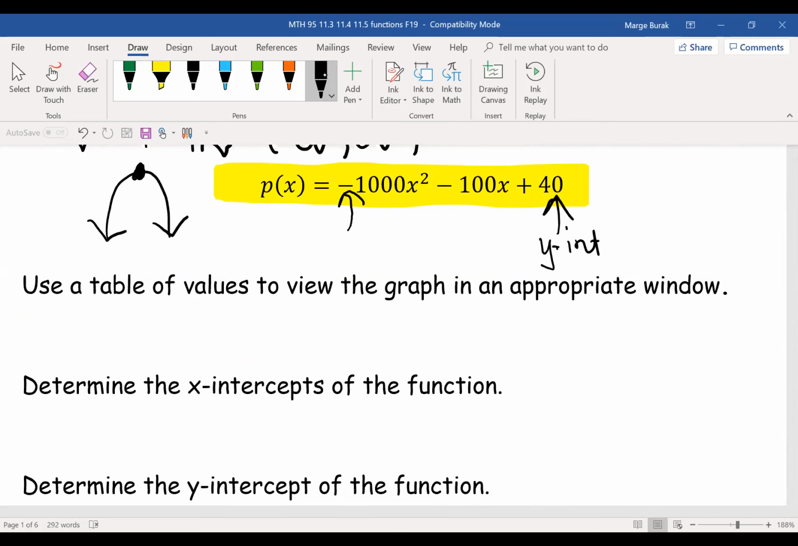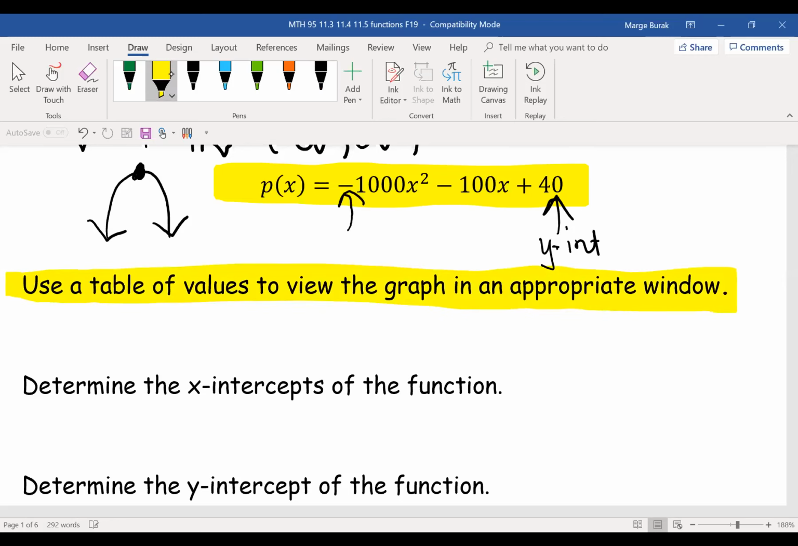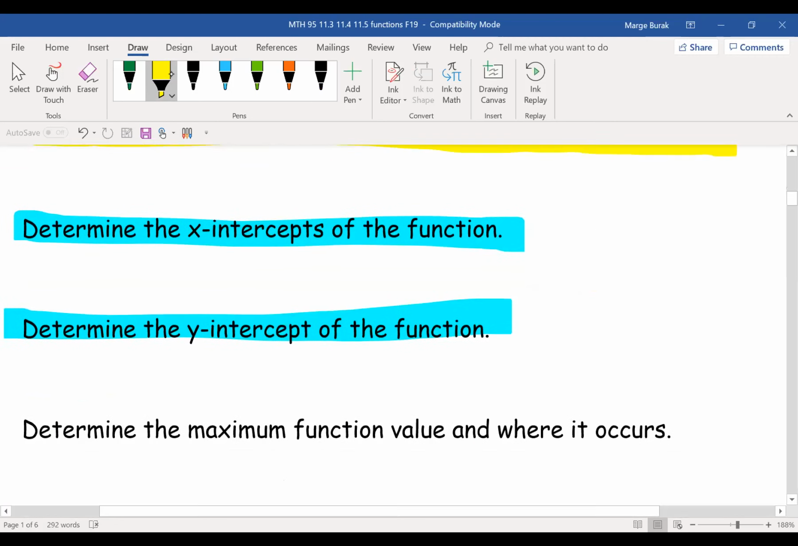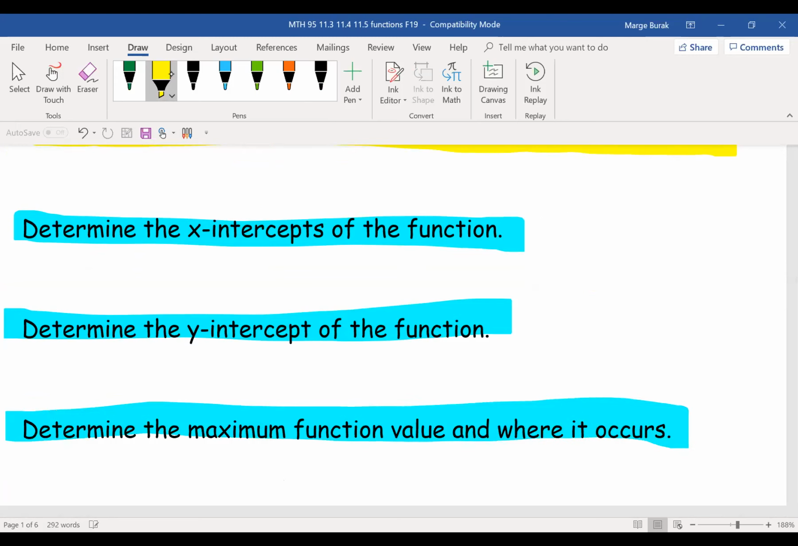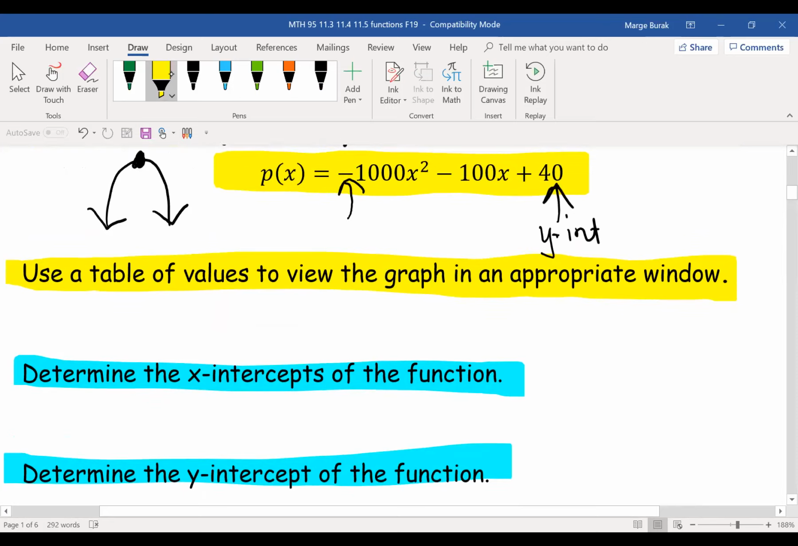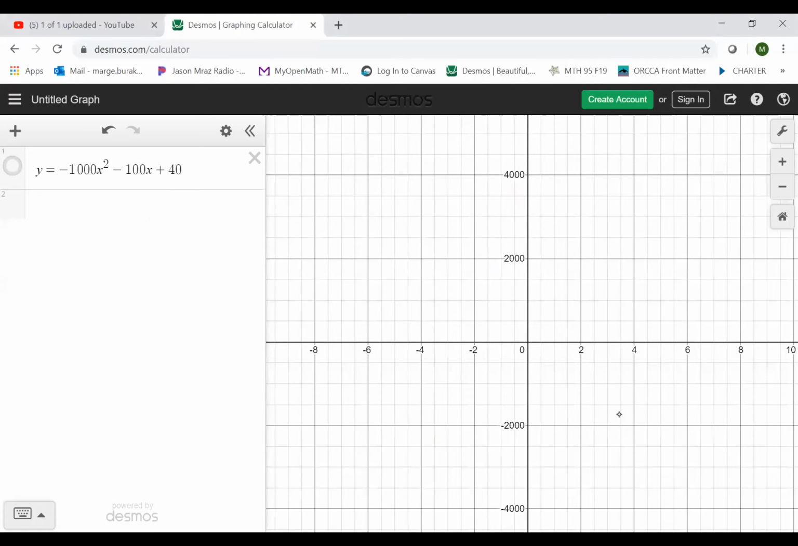So we do need to get a few more things from this. So let's use the table to view it in an appropriate window. Then we can find the x-intercepts, the y-intercept, and now there can be more than one x-intercept of a function if it's a parabola. And then also they want the maximum value and where it occurs. Okay, so let's first of all go into Desmos again. And I have already entered this. So I'm going to get rid of the linear graph and put in this.